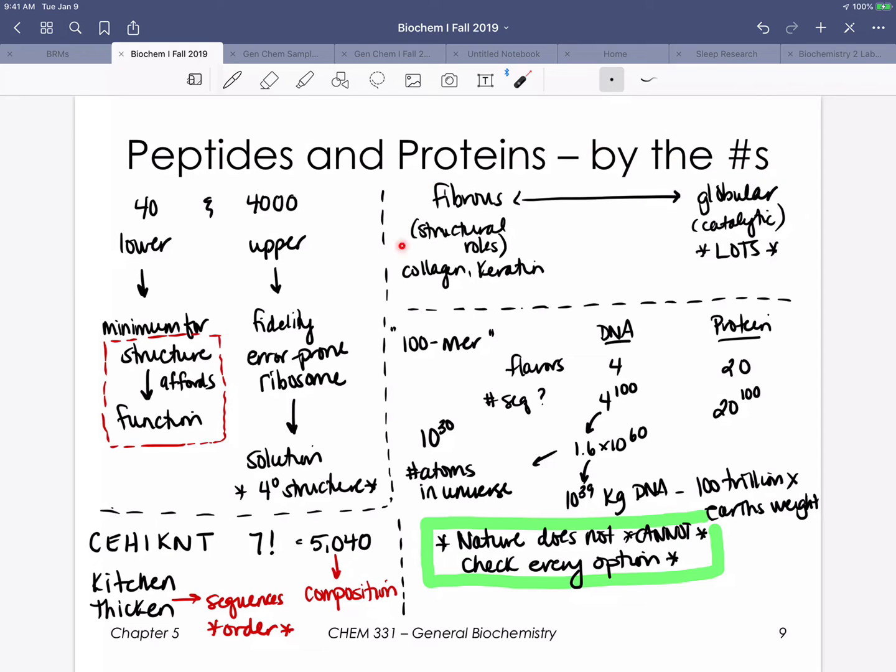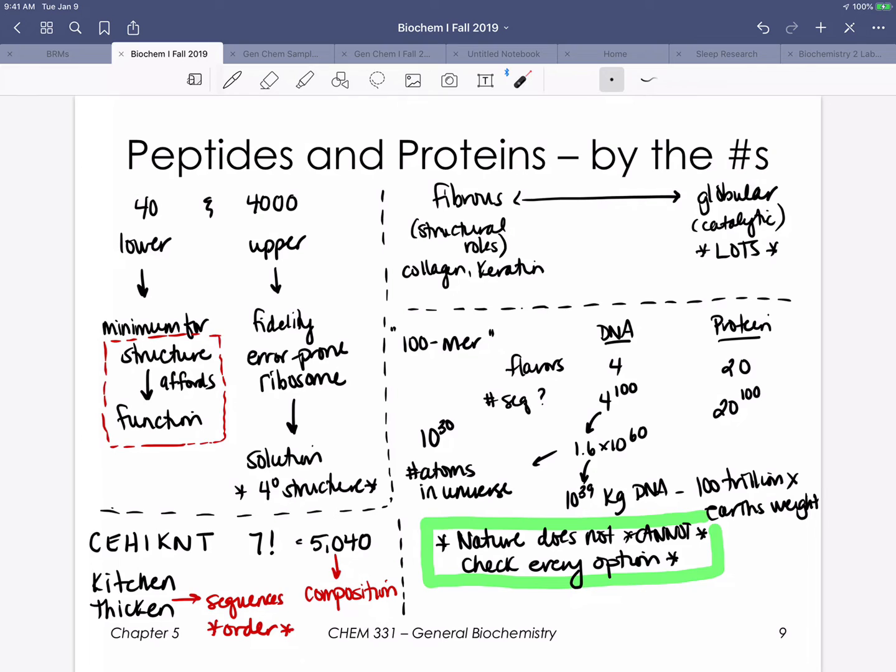The last little piece to think about here is an overview of how we view a dichotomy with protein structure. On one extreme, we have fibrous proteins, which are long, very alpha helical rich proteins that are just going to play structural roles. We're going to talk specifically about collagen and keratin.